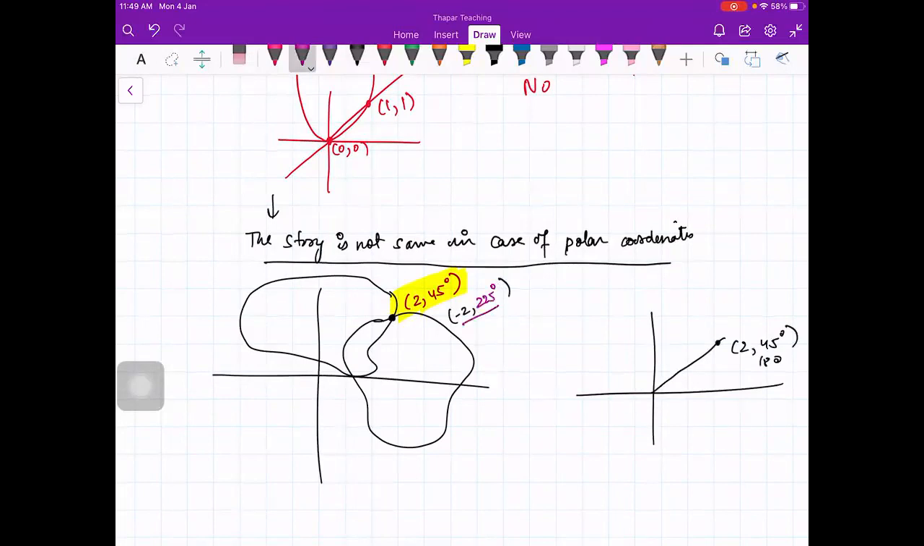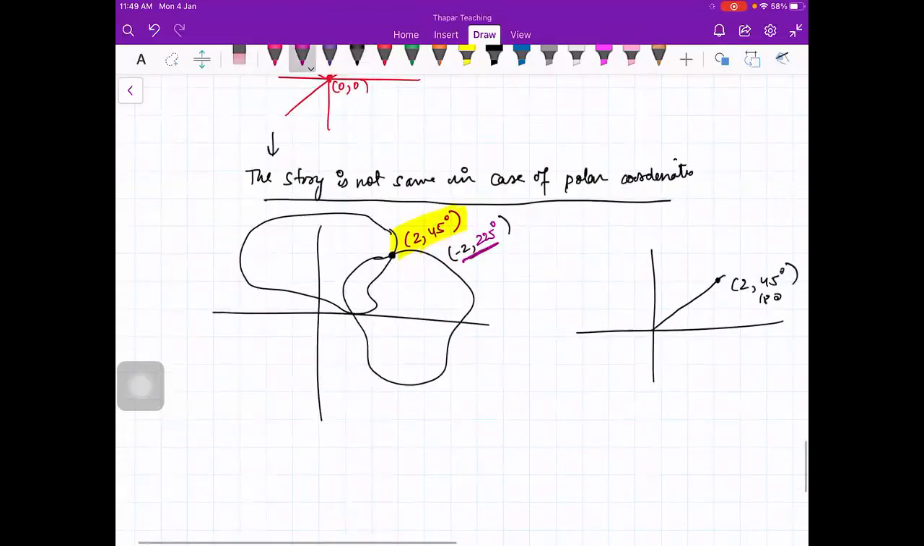Everybody got it? Why is this another name? Because how you plot this point, you will go to 225, which is 180 plus 45. And then instead of going in this positive direction, you will plot here. So again, you will get this.